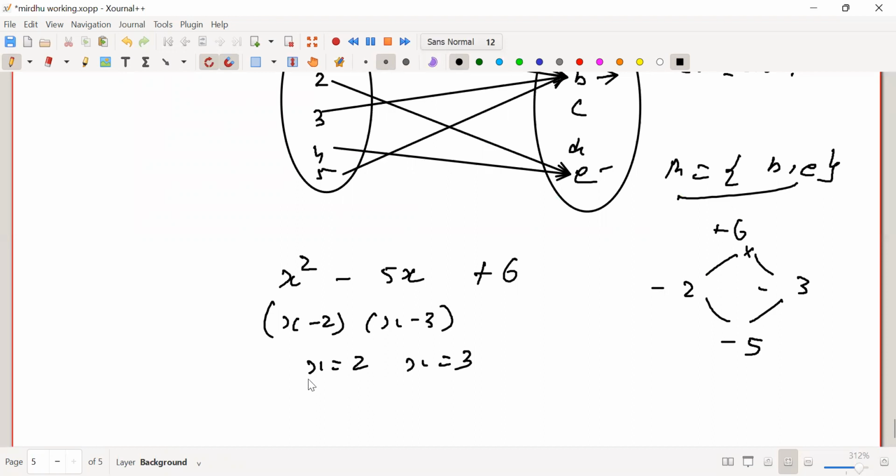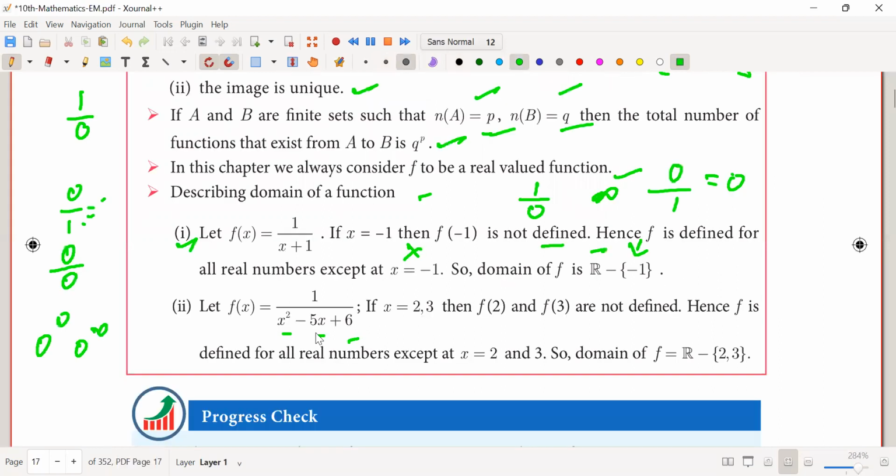For this question, x squared minus 5x plus 6, if you put x equal to 2, this one becomes 0. If you put x equal to 3, again it becomes 0. So apart from those two, it is defined for all real numbers.